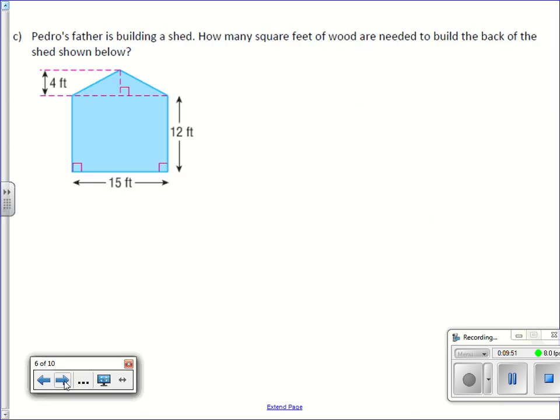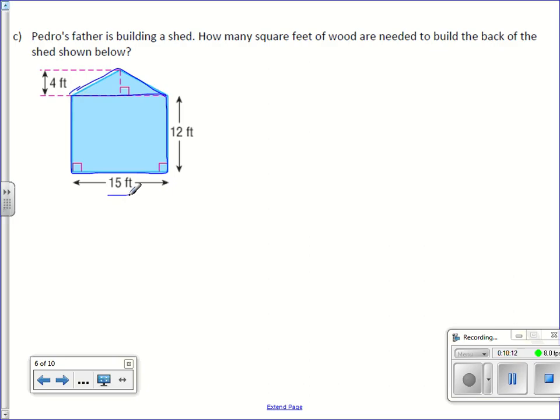C. Pedro's father is building a shed. How many square feet of wood are needed to build the back of the shed below? So let's see here. We have a rectangle and we have a triangle. Let's find some missing lengths here.